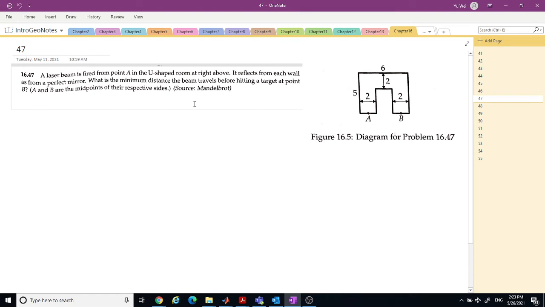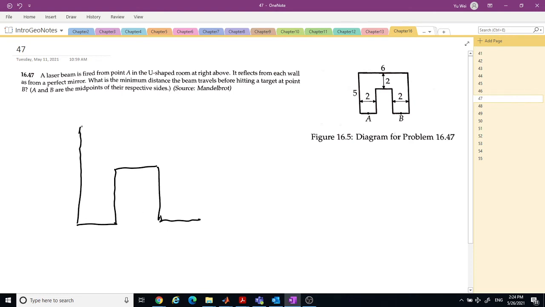Okay, next, so let's see. We have a U shape, okay? So A is here, and we know this is 1, and B is here, which is 1, right? And we have a beam, and this is 2, this is 6, this is 6, so this is 2, 2, 2, 3 sections.